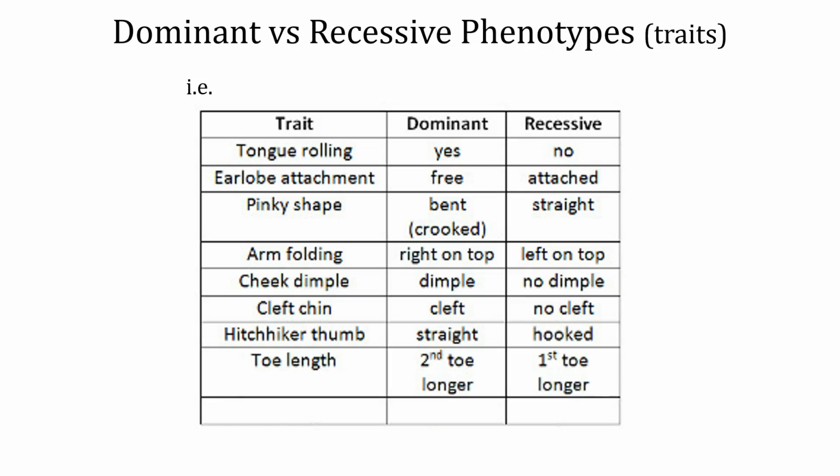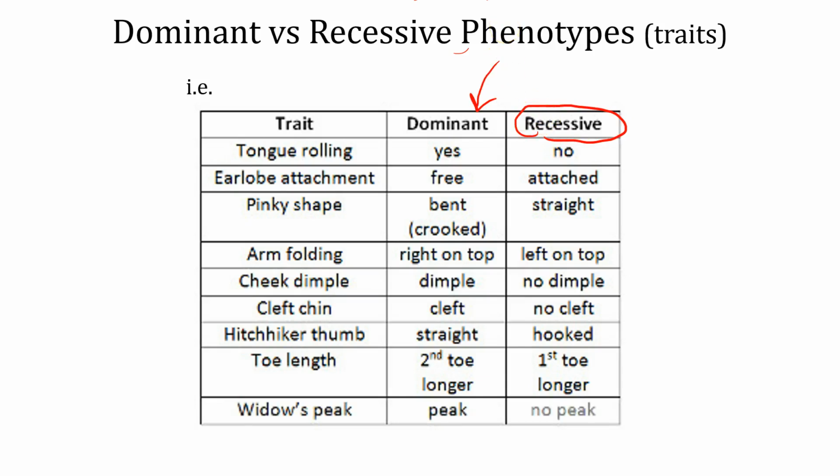And then toe length. Is the second toe longer or is the first toe longer? The first toe being longer would be recessive, and again, that would mean that probably both your mom and your dad gave you that, because the only way you can have a recessive trait is if both of the traits you inherited from your parents are recessive. As soon as you inherit just one dominant, either from mom or dad, you will have the dominant phenotype.